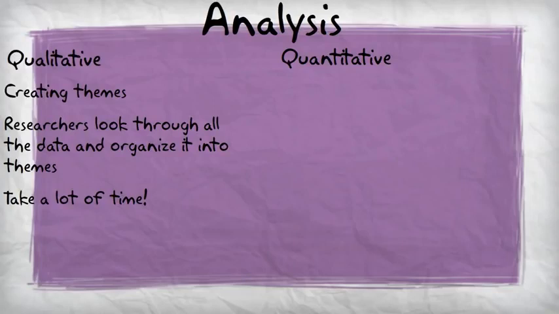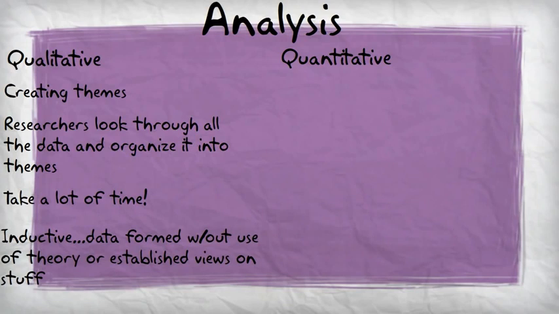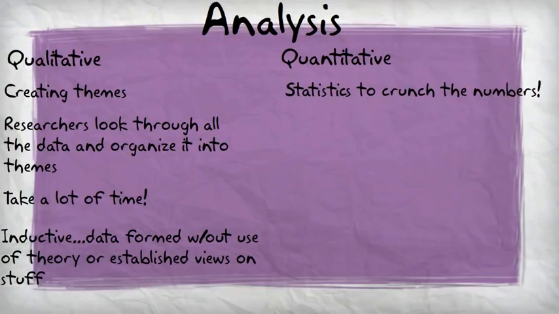It's important to note here that qualitative research is inductive in nature. That means that the research questions, the data collection, the analysis, and all that stuff is not based off of a theory or preconceived notions that the researcher has. The researcher lets the data speak for itself and form itself into themes without the bias of an existing theory or existing ways of thinking about things already. On the other hand, in quantitative research, analysis involves the use of statistics to crunch numbers and figure out what those numbers mean in terms of answering a research question. Qualitative research looks at themes, quantitative research and analysis crunches numbers, statistics.